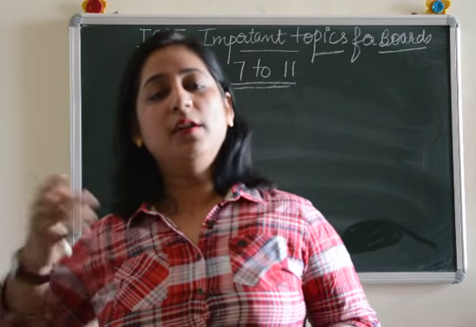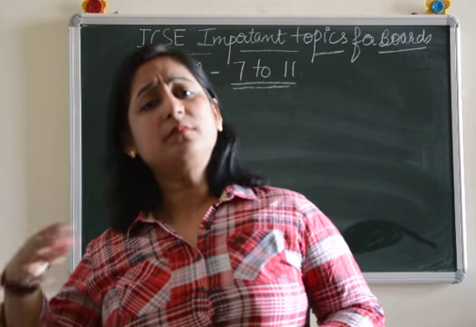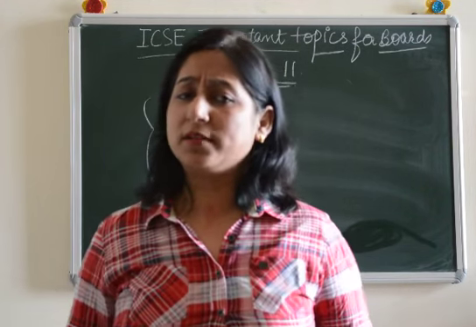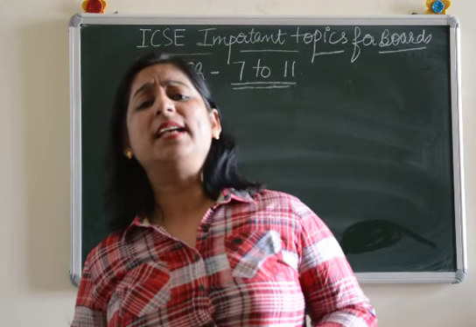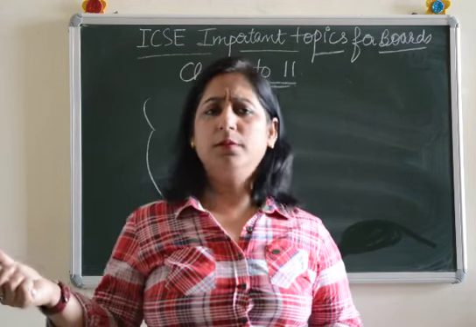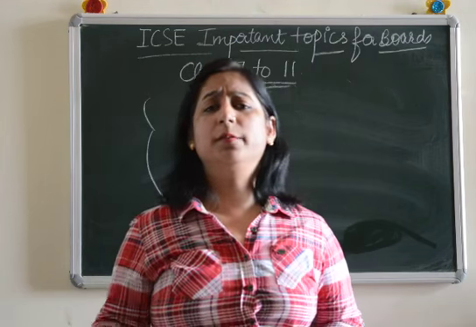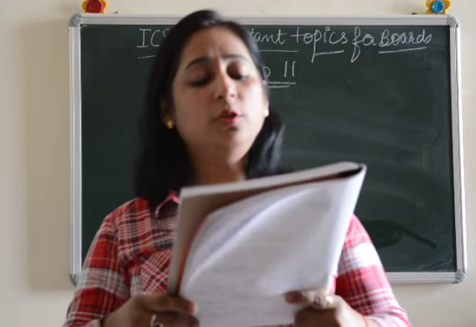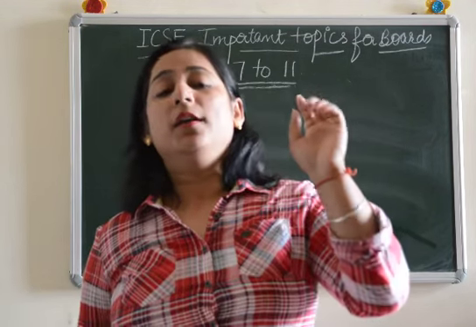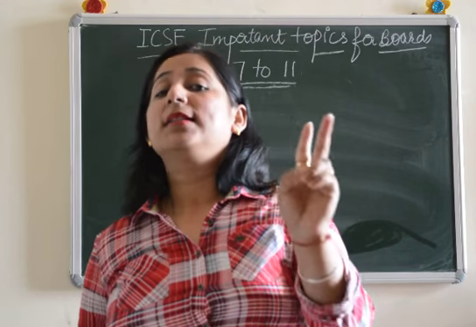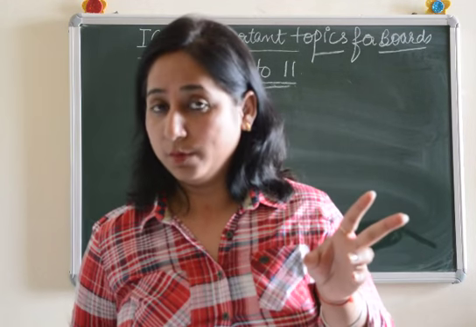Then we have the structure of brain. Obviously the brain will be drawn, different parts of the brain will be asked to label, functioning of different parts of the brain, what the outer coverings are known as, what the different parts of the brain are. These are the questions related to it. The diagrammatic question would be the structure of brain plus the reflex arc also.